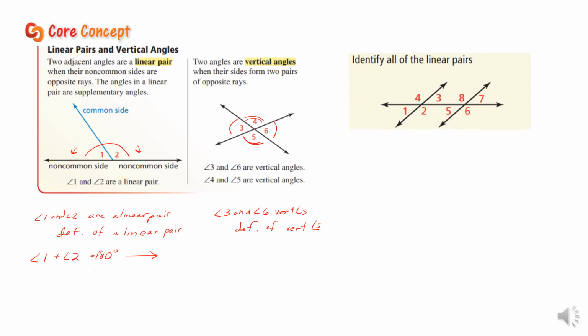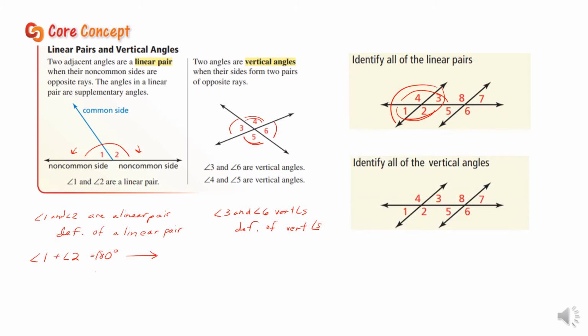We're going to identify all of the linear pairs. So 4 and 3 are linear pairs, 1 and 2 are linear pairs, 4 and 1 are linear pairs. Okay, so you can just keep going and find all sorts. 3 and 2 are linear pairs, and you can see that there are 8 sets of linear pairs in this diagram.